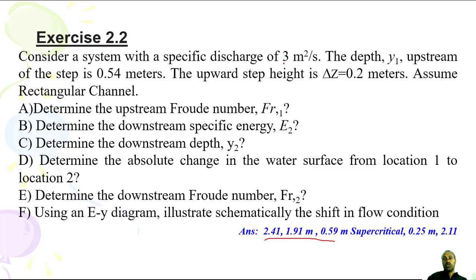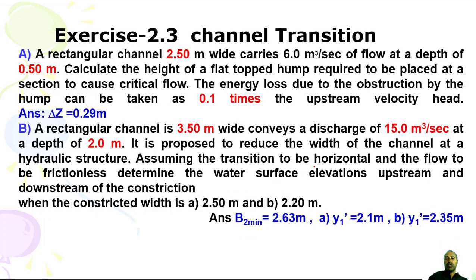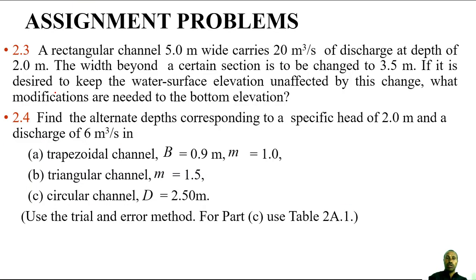So you have the specific discharge given, depth Y1 upstream of the step is this one, upward step height is this one. Assume rectangular channel, determine the upstream Froude number. You calculate Froude number, then E2, then downstream depths, determine absolute change. I think similar. So this is the example already. The second problem already we have solved, but you can try this one as exercise, as assignment.